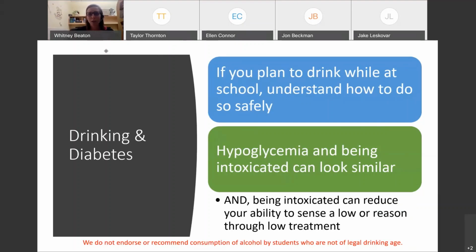So one important thing to know is that having a low blood sugar and being intoxicated can look similar, and so letting your friends know, hey, if I'm not acting like myself, please ask me if I should check my blood sugar, or help me get some food, something to help bring my blood sugar up. Having been consuming alcohol can also reduce your ability to tell when you're low, or to thoroughly think through how to treat a low. So just be aware, if your decision-making is inhibited, that you've had a plan in place for someone to help you take care of yourself.